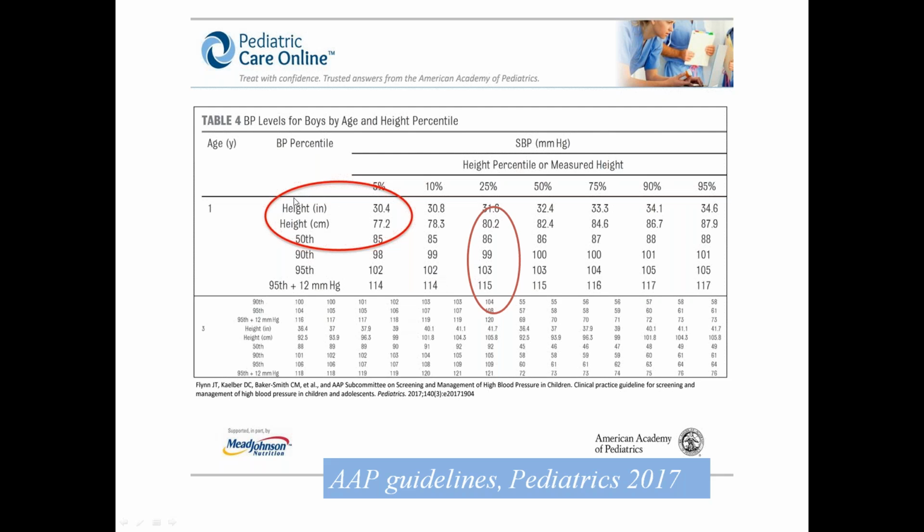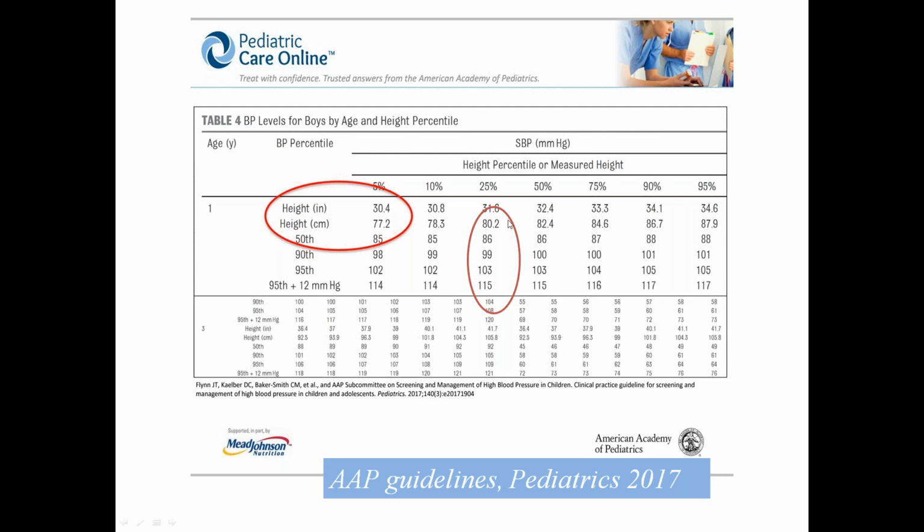Now, these are some of the new charts which are much easier to use to identify whether the patient is hypertensive or not. To use these charts, you just need to know the age of the child. So if it's a 1-year-old child, and his height is around 80 centimeters, then his 50th centile for systolic BP is 86 millimeters, the 90th centile is 99, the 95th is 103, and the 95th plus 12 is 115.